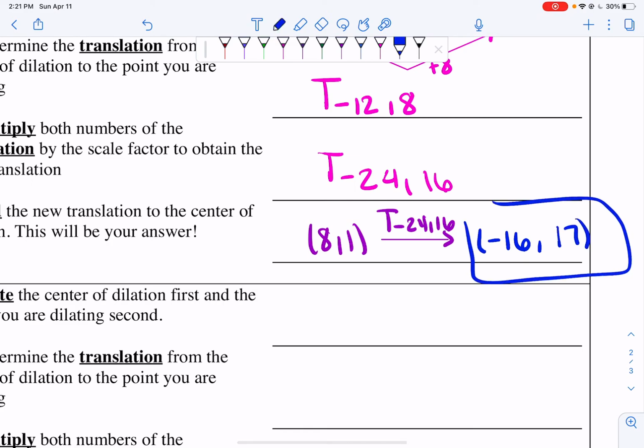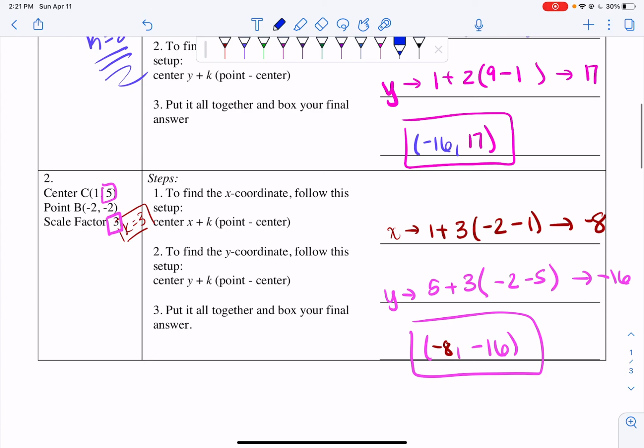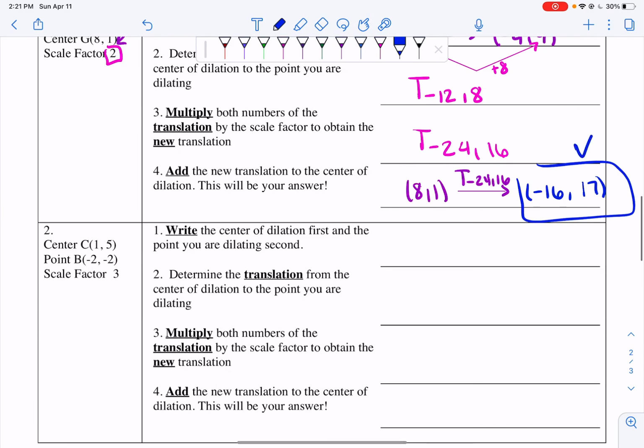That's my final answer. So if I go back up top, I had a -16, 17, and I have one down here. So I did it correct. So it goes to show you that regardless of the method, you're still going to get the same answer.